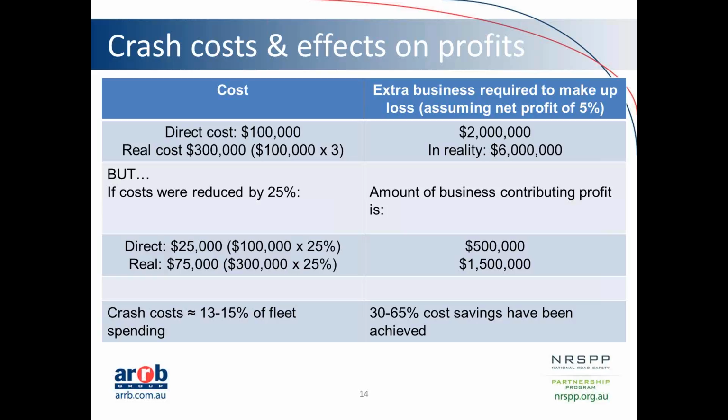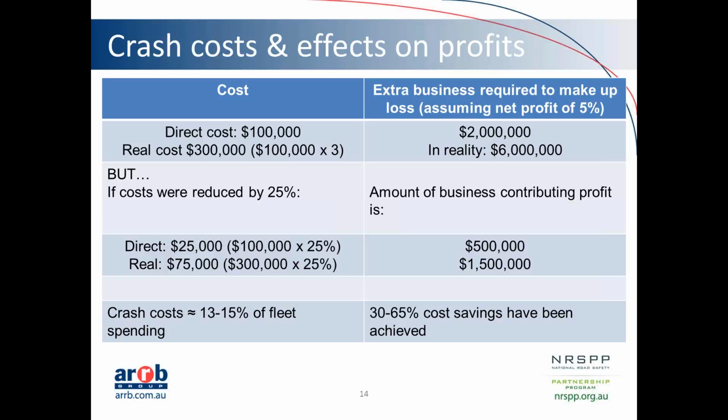So in this example, the direct cost, the insurance cost, is $100,000. That's the claim. Using that simple conservative multiplication factor of times 3, the real cost is roughly $300,000 to the business. Assuming that the net profit is 5%, what that means is that the direct cost of $100,000 means that a turnover of $2 million is required to meet that $100,000. But in reality, it's a $6 million turnover needed to cover the uninsured costs.